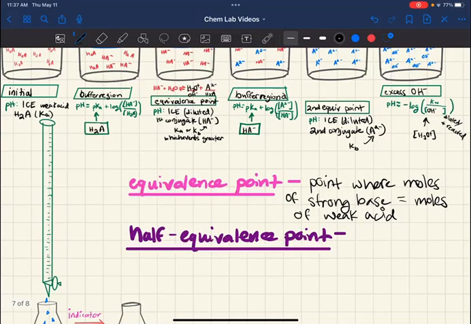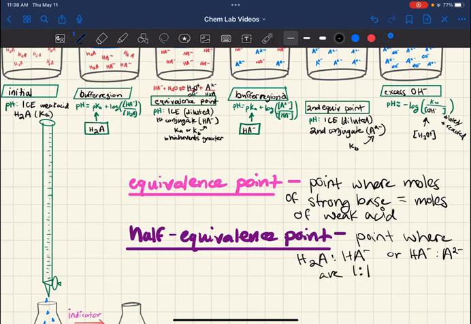And then we have our half equivalence point. This is the point where H2A to HA minus, or HA minus to A2 minus are 1-to-1 ratios. Therefore, according to our Henderson-Hasselbalch formula, pH equals pKa. So that information is crucially important to matching it up with a possible candidate.